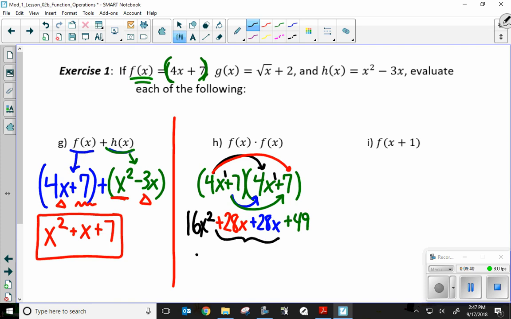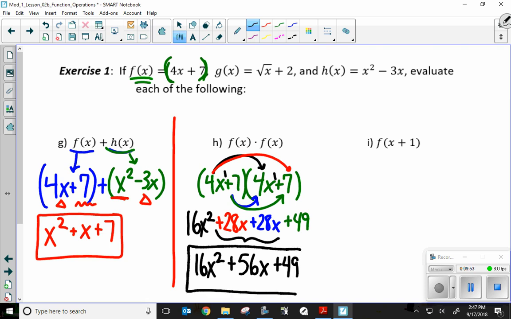The only two terms I can combine are these two right here. So I still have 16x squared. 28 and 28 is 56x. And then lastly, plus my 49. Done.